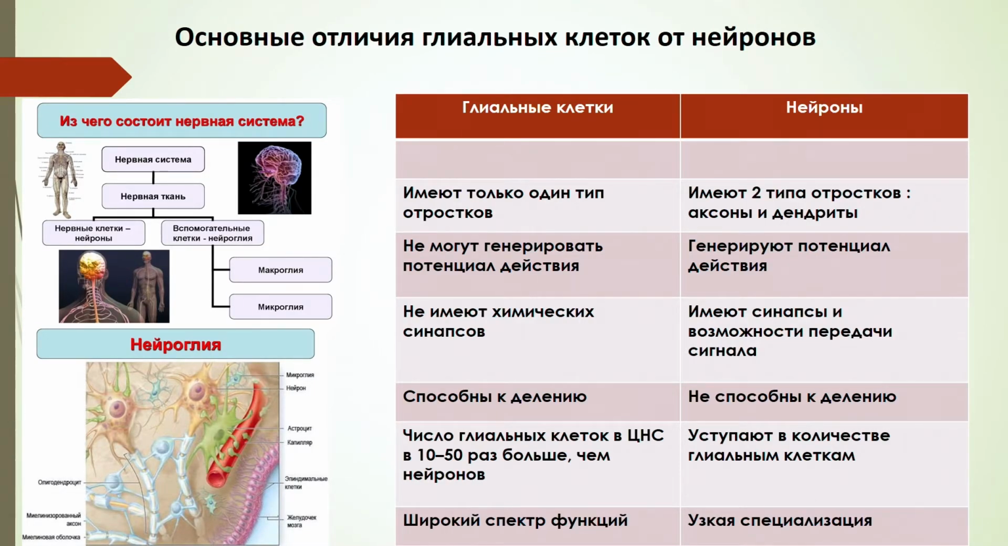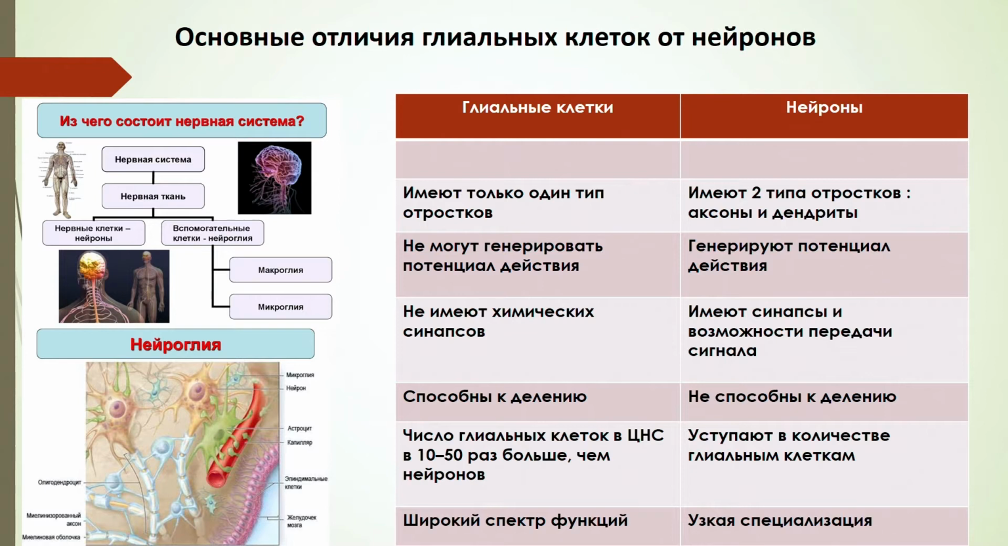So what is glia? Glial cells are known from the 1930s. They are morphologically different from neurons. They cannot generate action potentials. They don't have chemical synapses. They can divide, unlike neurons, and their number is much higher versus neurons, and they have a very wide spectrum of functions.